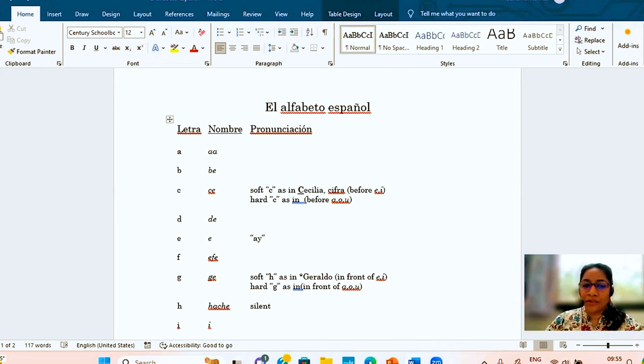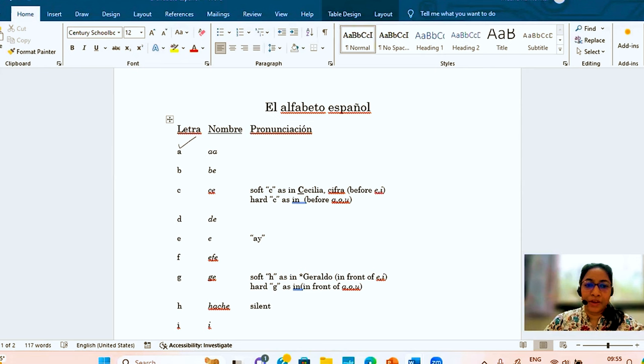Alright, now the best part here is we are not really going to be learning any new alphabets, because the alphabets are pretty much the same in English as well as in Spanish. What is different is the pronunciations associated with some alphabets. Alright, to understand this better, let's just start with the session. The first one in English is A. In Spanish, it is A.